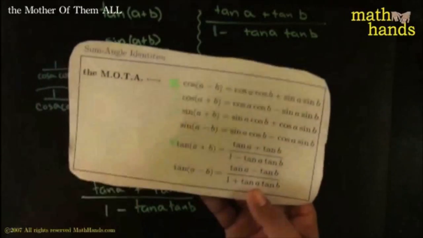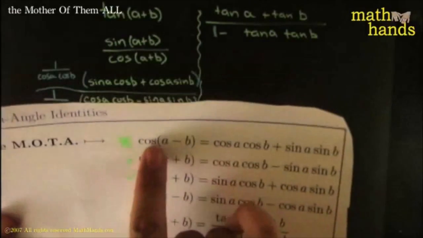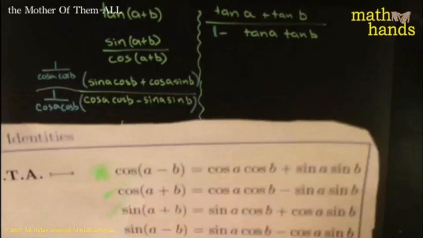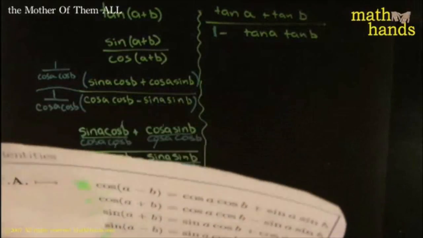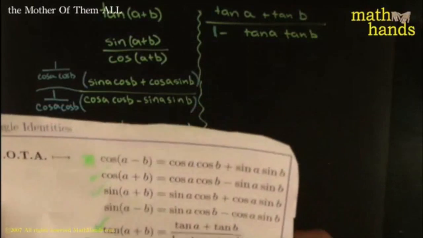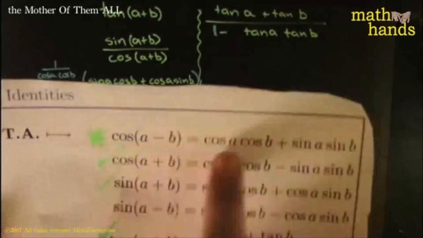There's one thing left to do, and one thing only, and that is explain exactly why this one is true. Cosine of A minus B is equal to that. That's the mother of them all. Everything comes from the mother of all. That's the biggest tomato plant in the world. You get all the tomatoes out of it. So that's the last thing that we got to do, is we got to prove the mother of them all.